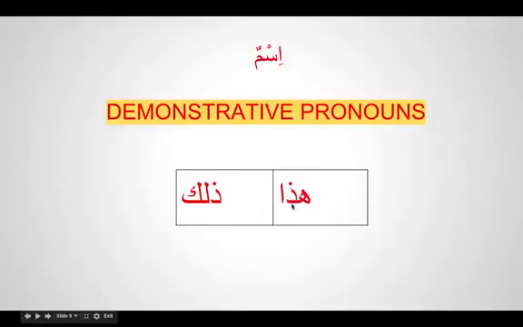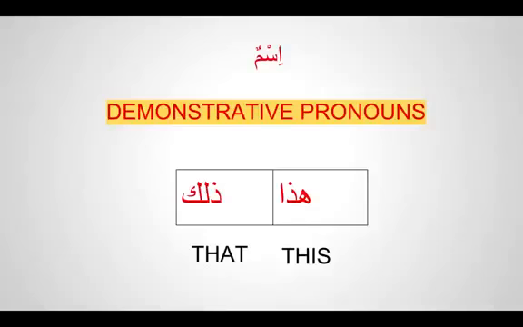Just how you pronounce this letter, the dh, you have to bring the tip of your tongue just in front of the teeth. In Urdu it's pronounced as Haza, which is wrong. The tip of the tongue is on the palate, behind the teeth, which is wrong. It has to be in front of the teeth. Hadha, Hadha and Dhalika. So what do these words mean? Hadha means this and Dhalika means that. So we'll be learning about this and that.